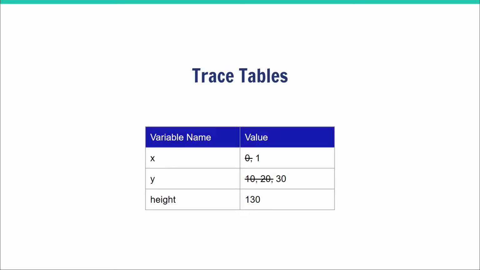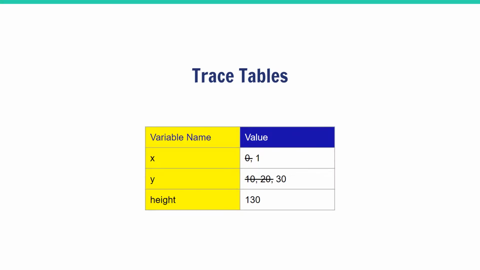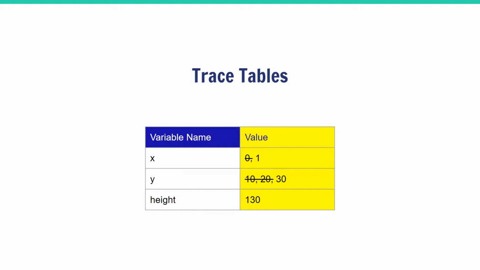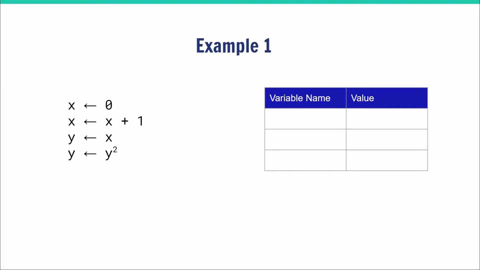Trace tables are a simple but extremely useful tool for breaking down algorithms and pseudocode. In this version of trace tables, there are just two columns. The one on the left contains the name of the variables in our pseudocode, and the column on the right will contain the current value that is inside each of those variables. Let's go through an example.